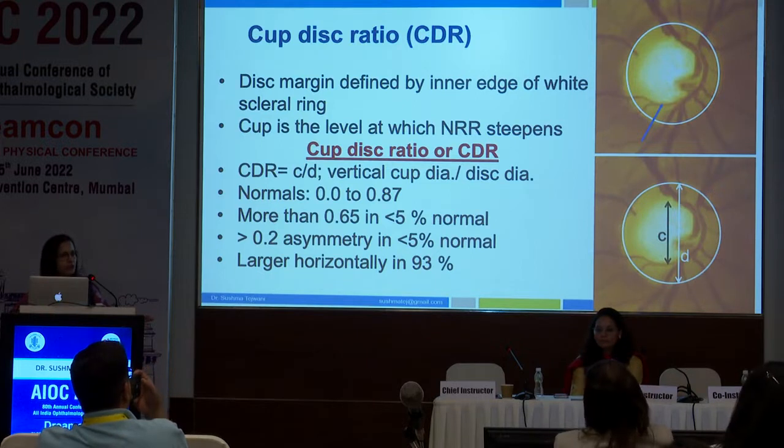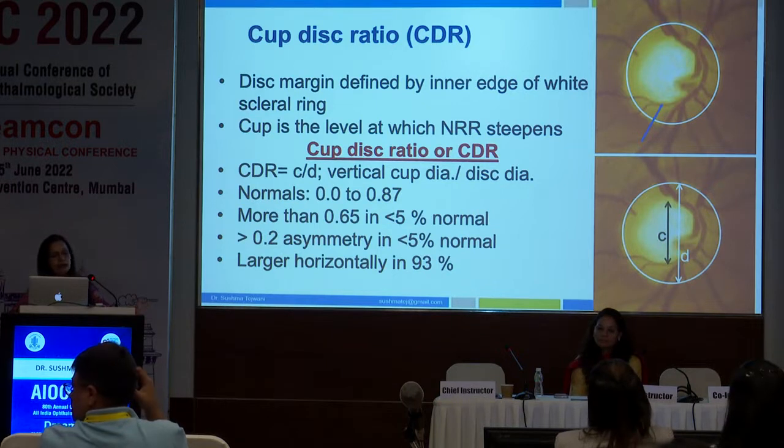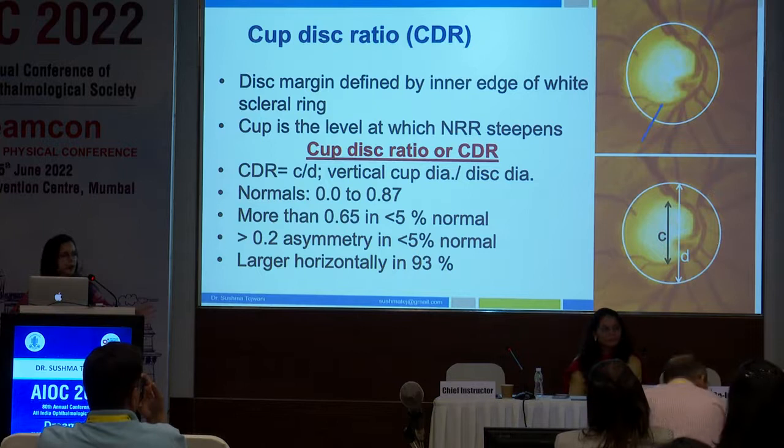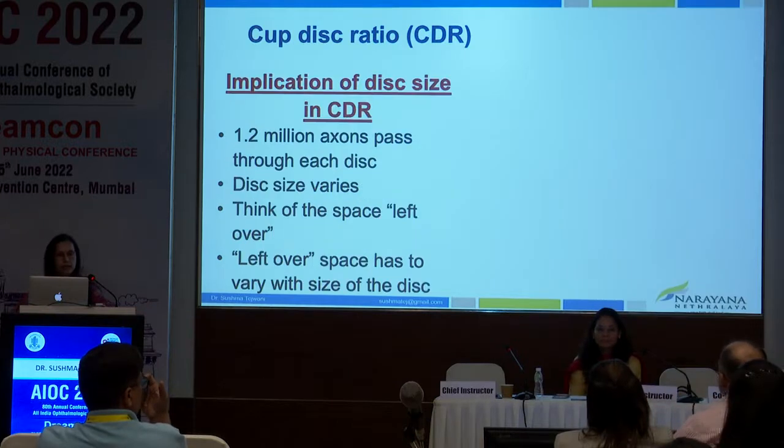So we need to understand, when we are talking about CD ratio, what other things we need to look at. Generally speaking, more than 0.6 is considered abnormal or doubtful of glaucoma, because that is seen in less than 5% of the patients, and a 0.2 asymmetry between the two eyes is also seen in less than 5% of normals. So we have to be careful when we have this kind of CD ratio.